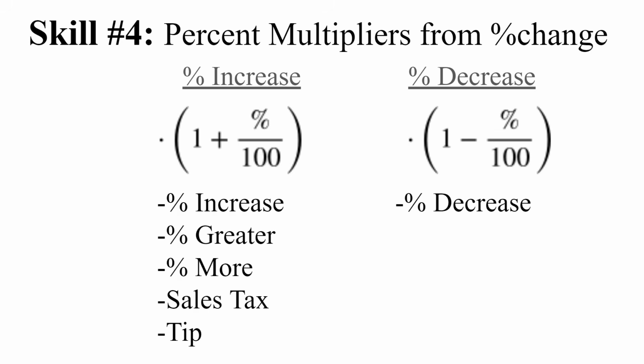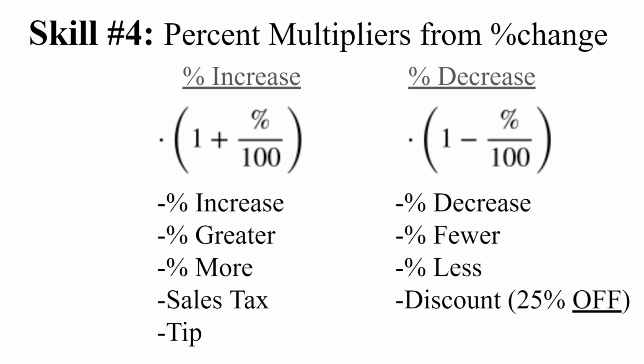Decrease. We see the words percent decrease, percent fewer, percent less, and this one really can trip people up. The real world scenario that you will see in the shopping problems is a discount or a coupon. Oftentimes you'll see this worded in books using something like 25% off. That's a 25% decrease. Don't confuse that with 25% of, with one F. 2 F's is a discount. It means it's a percent decrease.